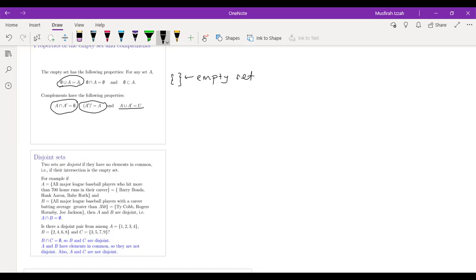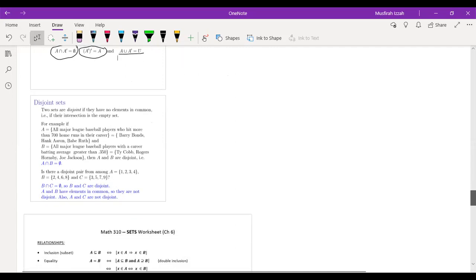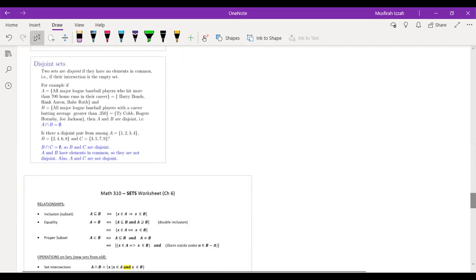Cuba baca disjoint set. Disjoint set. Two sets are disjoint if they have no element in common, i.e. (if teacher, what is i.e.? Example) if their intersection is the empty set.